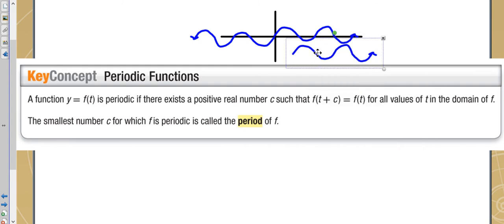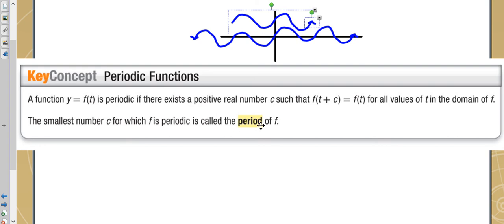If I took this and shifted it left, I should still get the same exact graph. So if I took this and shifted it this way, I should still get the same thing. Now, obviously my drawing's a little off, so it doesn't work. But if you took that and shifted it left a period, you'd see that the graph would look exactly the same. That's the concept. That means period. So if a function repeats itself after a certain amount of time, it's periodic.